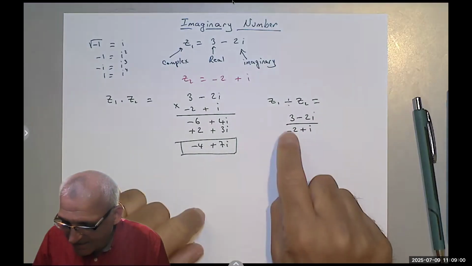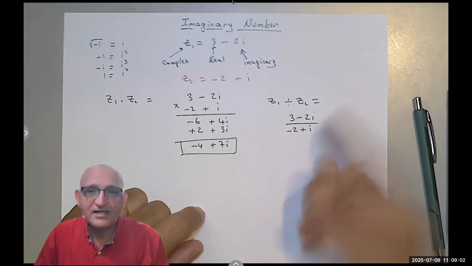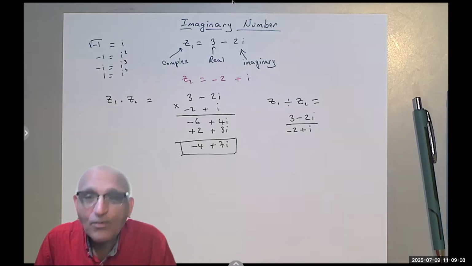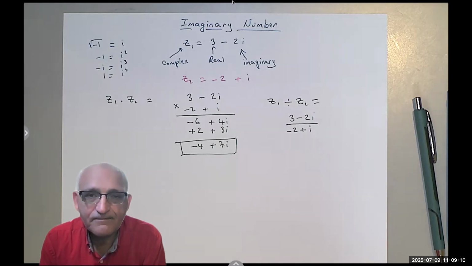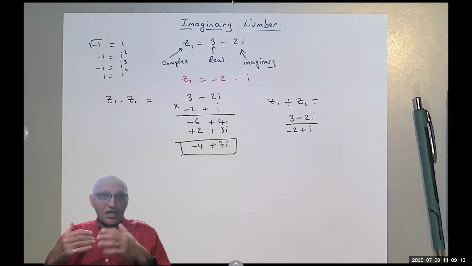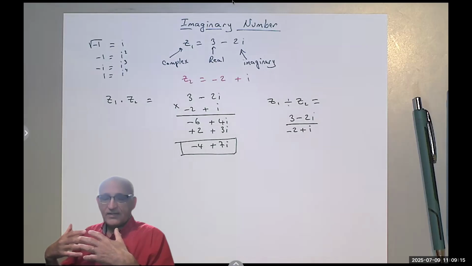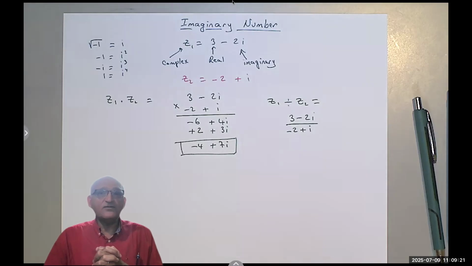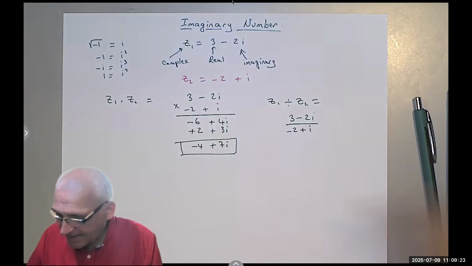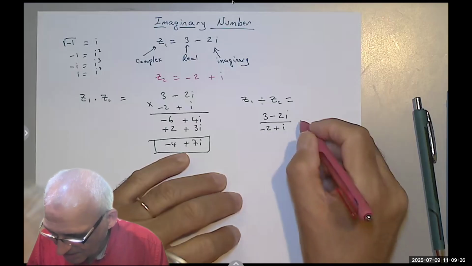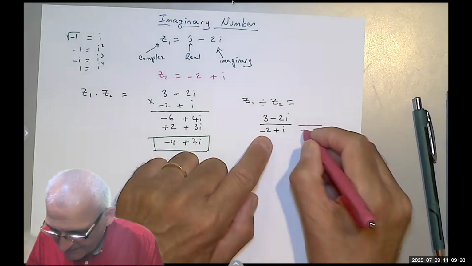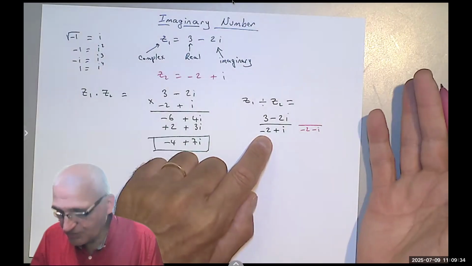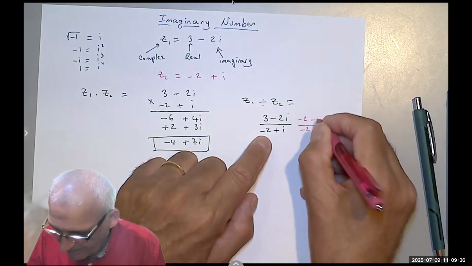Or if this was -2 plus the square root of 5, I multiply by what? What did we call the conjugate? To get rid of the square root in the denominator, we do the same thing here to get rid of the I. So we multiply by the conjugate of this number, and the conjugate of this number is -2 minus I. So -2 plus I, its conjugate is -2 minus I, and I'm going to multiply top and bottom by that.